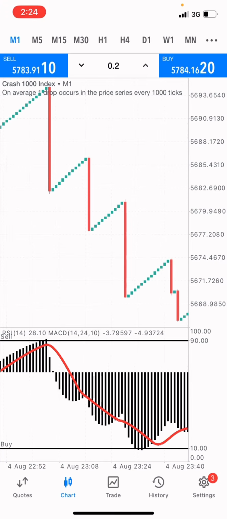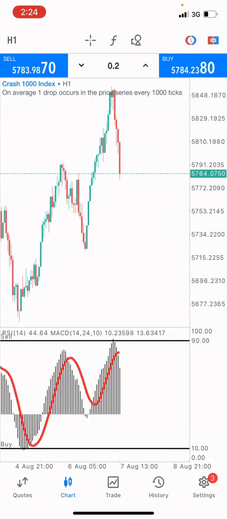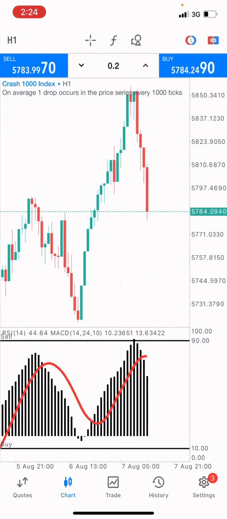So first, we'll go to the higher time frames to confirm our entries. We'll confirm our entries on the 1 hour time frame, the 15 minute time frame, and the 30 minute time frame. So first of all, let's go to the higher time frame, which is the 1 hour time frame. We zoom in right here.